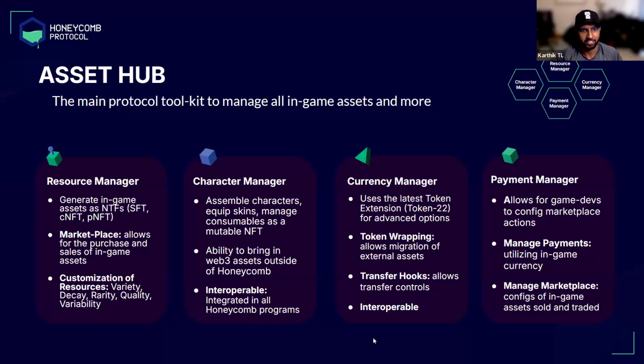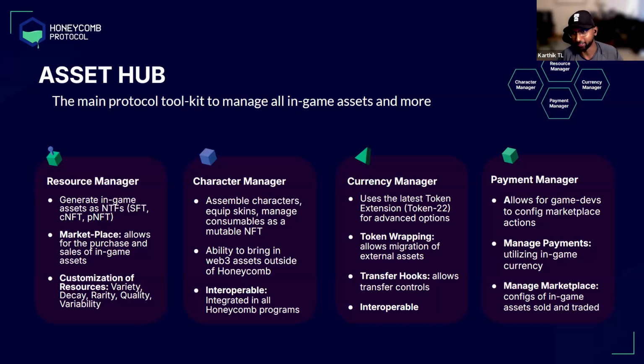Then you have our character manager. So we have two types of characters in Honeycomb protocol. One is like you start the game and you have this naked character that you can assemble using different items that you maybe get in the game. So you get some skins, you can equip those skins and assemble it onto your NFT. Just like how you have in-game equipment loadout, that's what assembling is called in Web3.